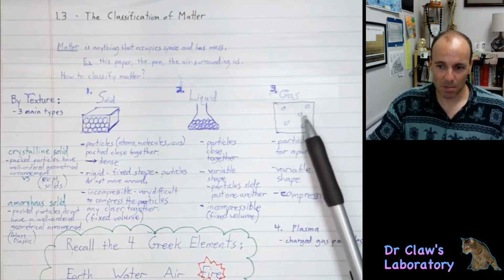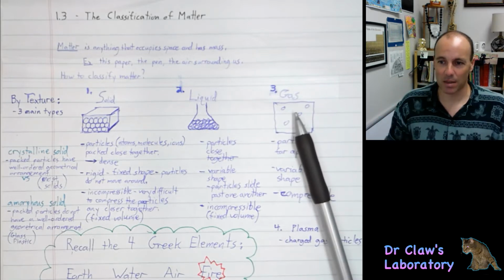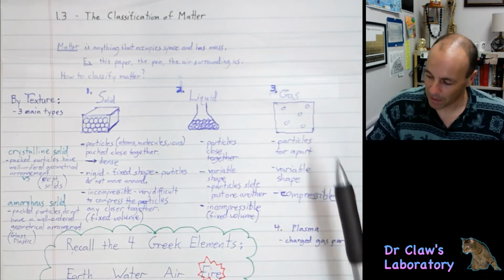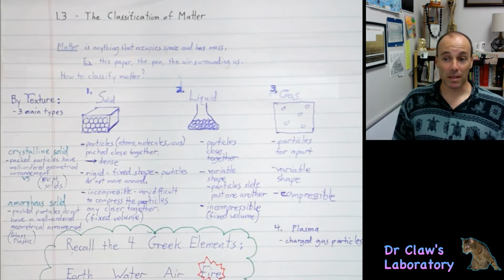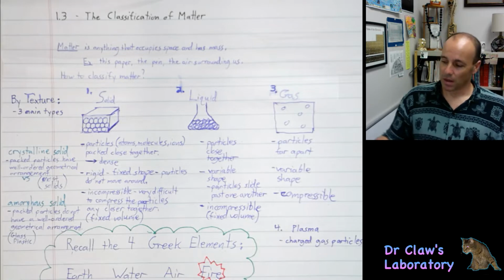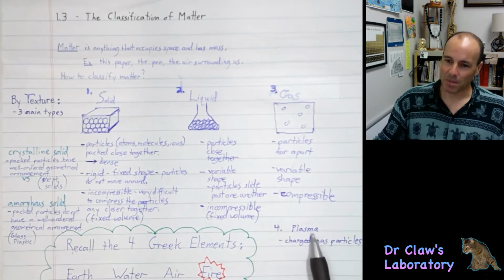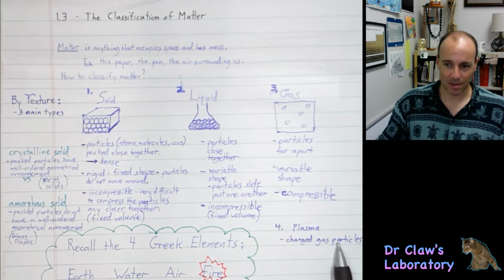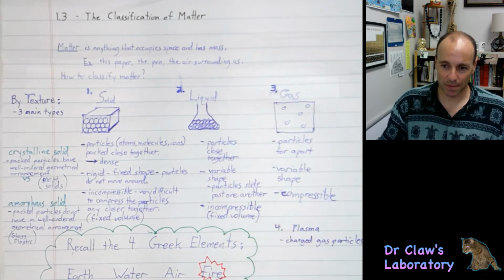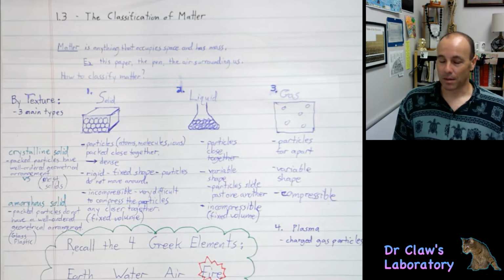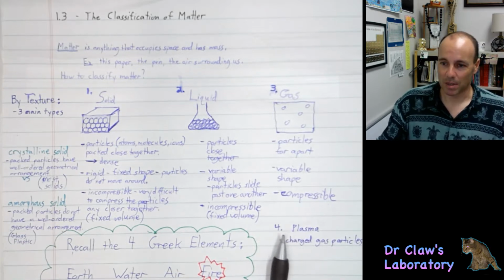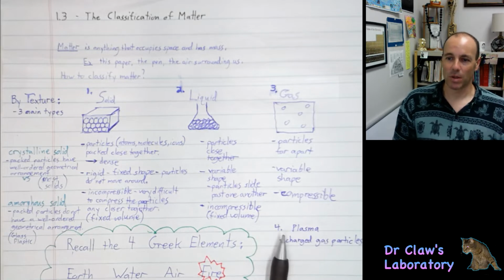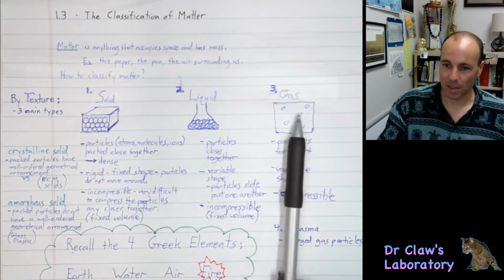And since there is a lot of space between the particles, you can compress gases fairly easily. So they're compressible. Solids, liquids, and gases, the three main states or phases of matter. There is a fourth one called the plasma, and these are charged gases, and they behave a lot differently than regular non-charged gases do. So maybe we'll get to see plasmas in a couple places in Gen Chem, but we generally stick to solids, liquids, and gases.